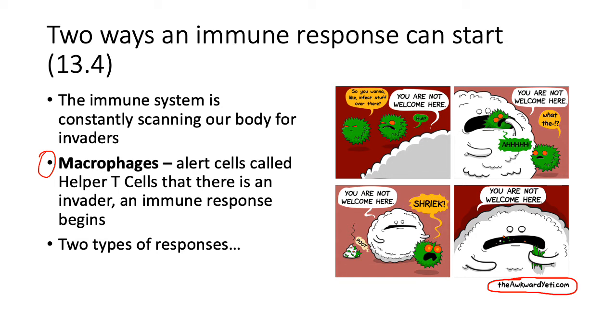But basically, the macrophages are constantly scanning our entire body, and if they find an invader, they literally eat it, as is shown in this comic, and they then alert what are called helper T cells. These helper T cells are going to then start an immune response. And there are two types of responses that we can have.